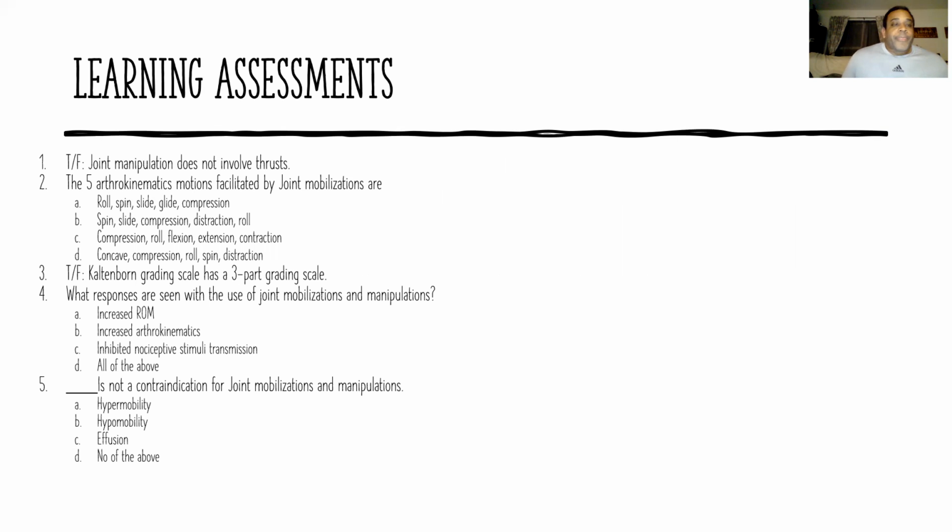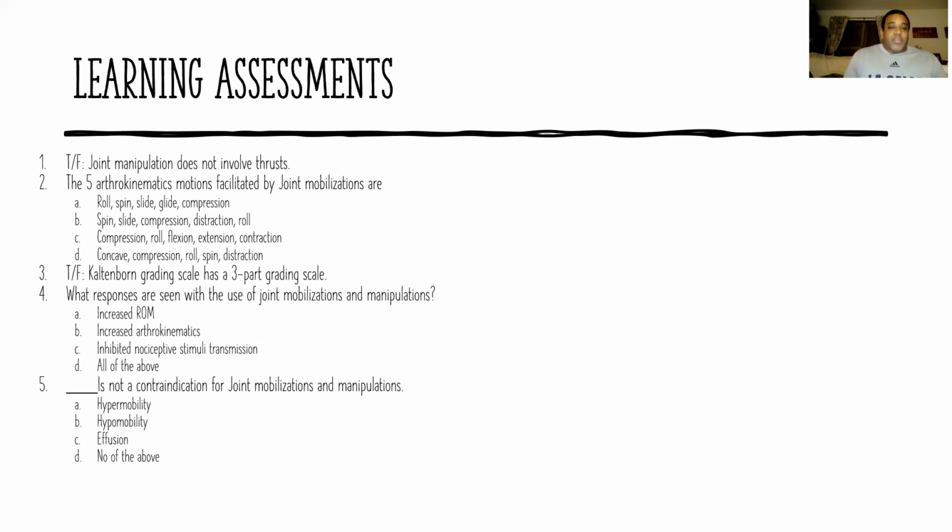Learning assessment. Number 1, true or false? Joint manipulation does not involve thrust. Number 2, the 5 arthrokinematic motions facilitated by joint mobilizations are: A, roll, spin, slide, glide, compression; B, spin, slide, compression, distraction, roll; C, compression, roll, flexion, extension, contraction; or D, concave, compression, roll, spin, distraction. 3, true or false? Kaltenborn grading scale is a 3-part grading scale.